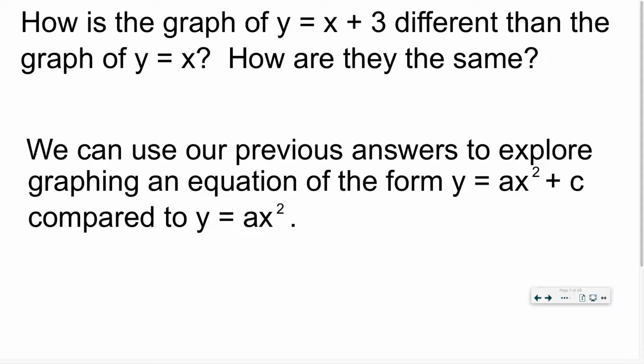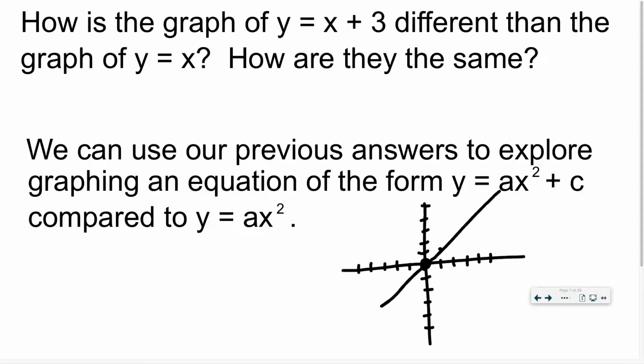So let's think back to just the beginning of the year. If I was graphing y equals x plus 3 and y equals x, how would I graph y equals x? It'd be a straight line. It would go through the origin. Good, so I'll plot that point. What's another point on that line, y equals x? 1, 1. Yeah, if x is 1, y is 1. Good, I have that.